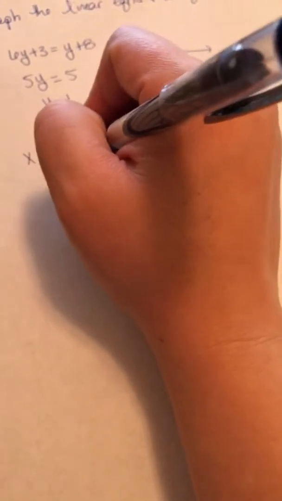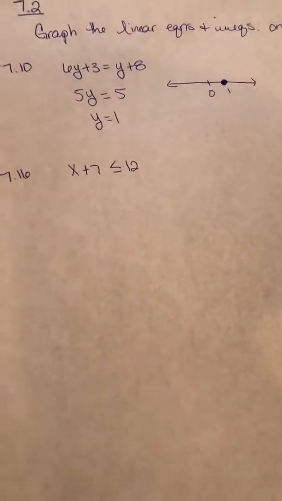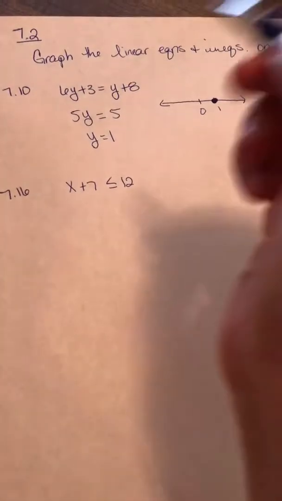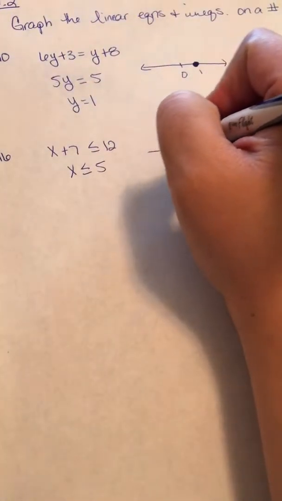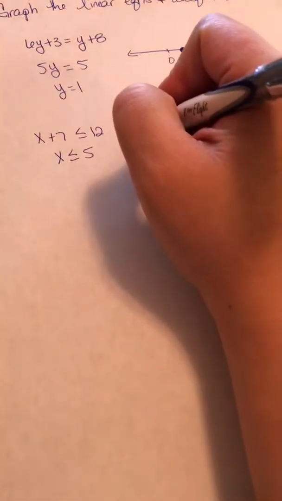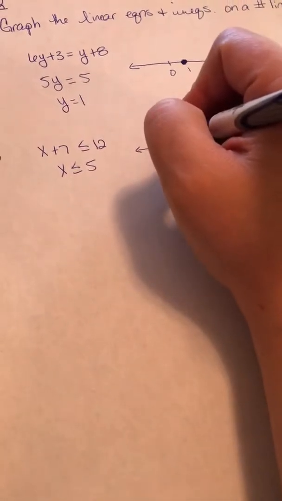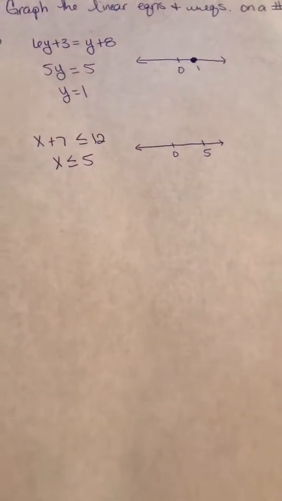So for 7.16, you have x plus 7 is less than or equal to 12. So solve for x, subtract 7, we get x is less than or equal to 12 minus 7 is 5. So draw your number line. Here's 0 and here's 5. I'll just make a mark and put 5.